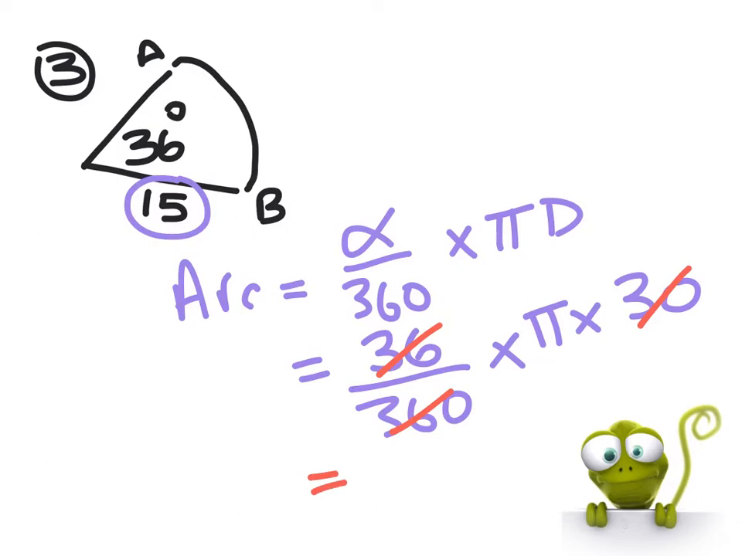It's not a calculator question, remember, so when you end up with so many pi's, what you need to do is you need to times by 3.14 to get a decimal answer.